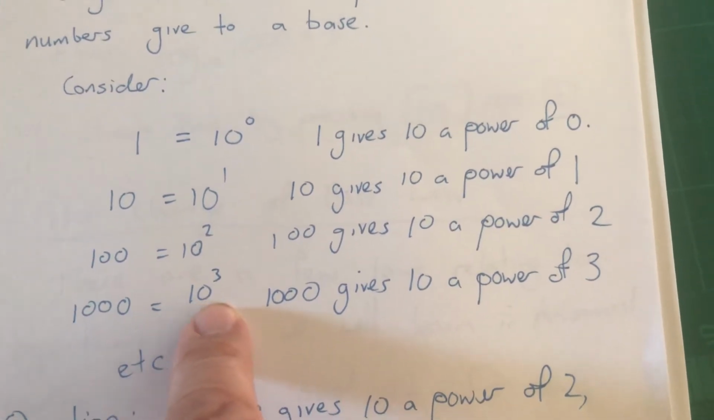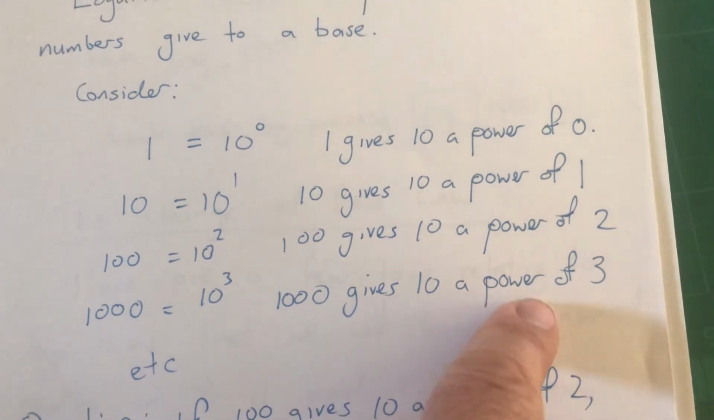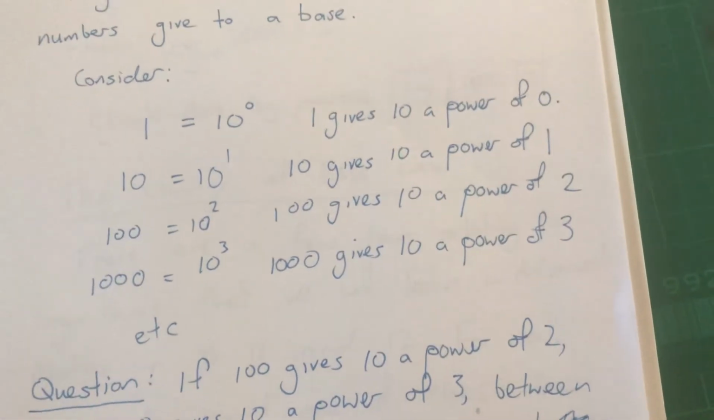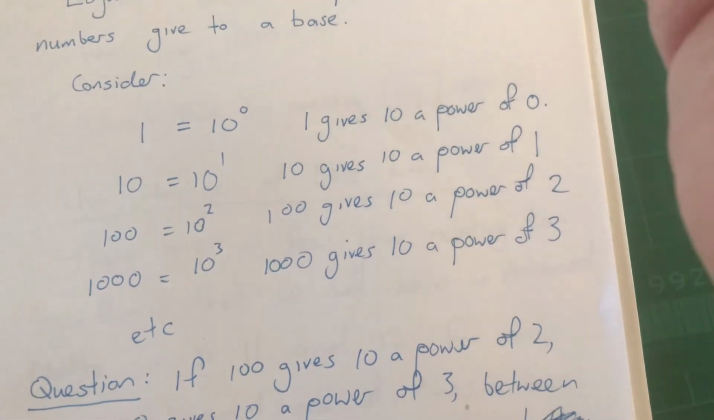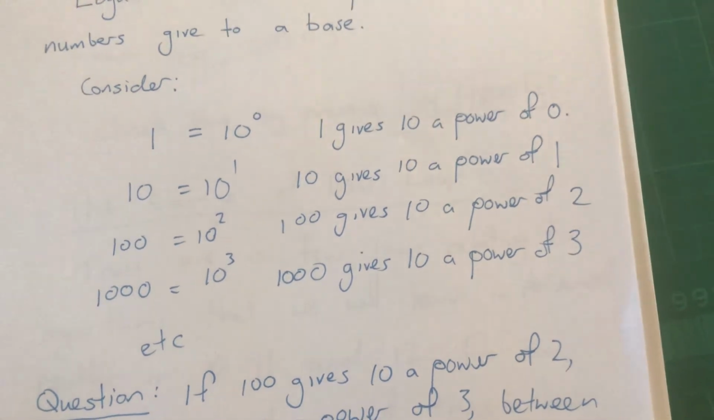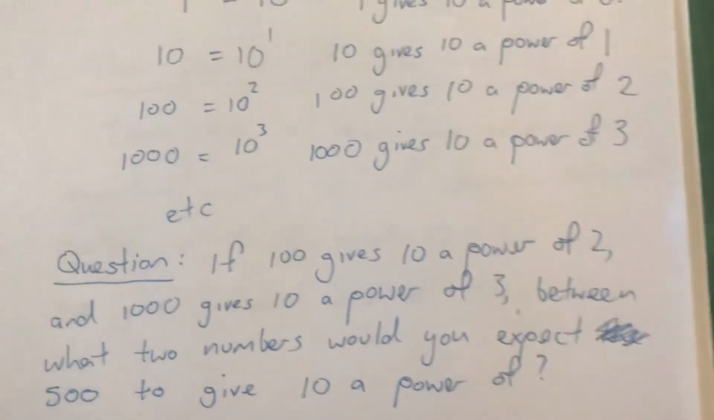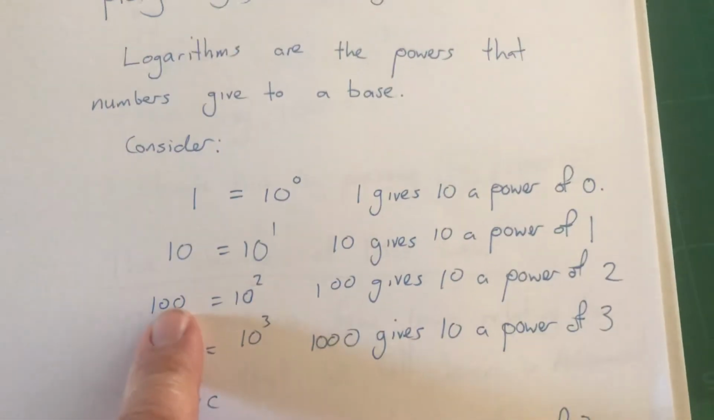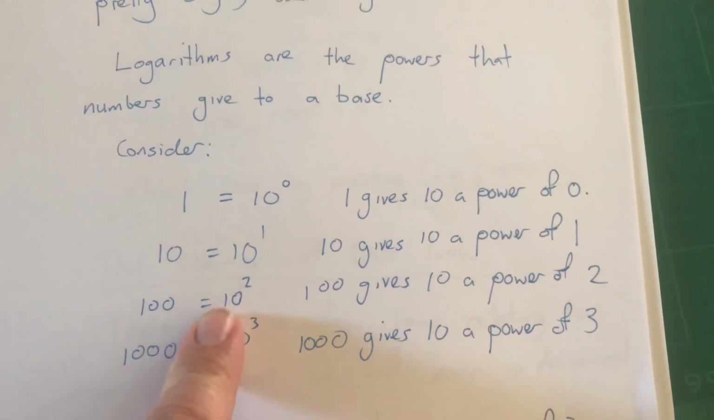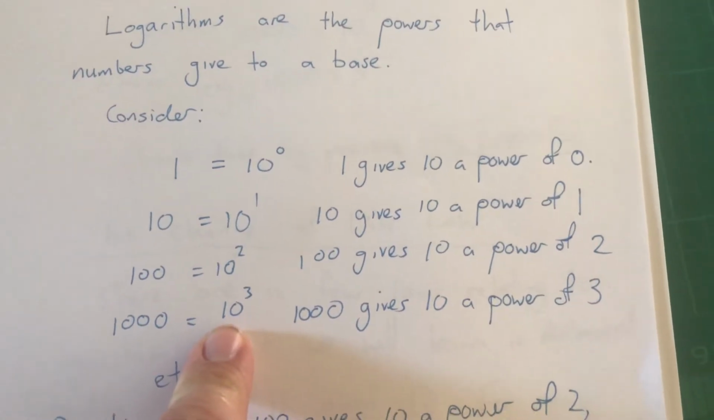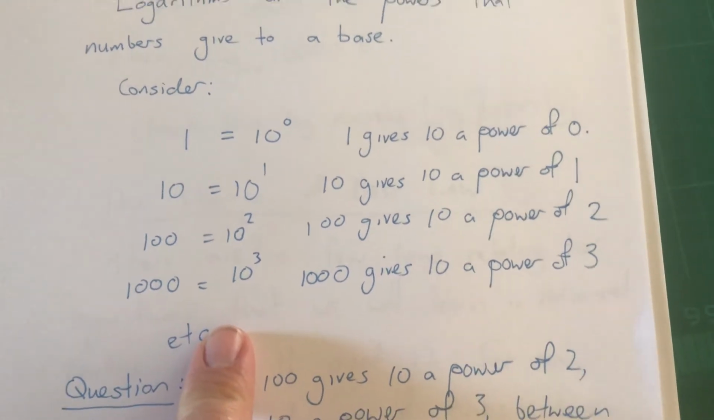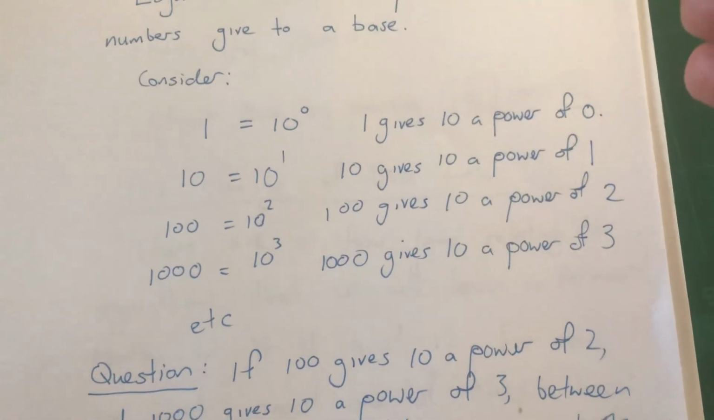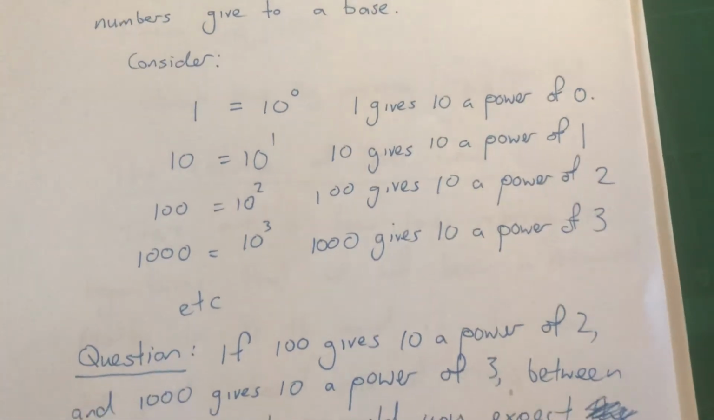1,000 is 10 to the power of 3, so we say that 1,000 gives 10 a power of 3. And so on and so forth. So 10,000 would give 10 a power of 4, 100,000 gives 10 a power of 5, 1,000,000 gives 10 a power of 6, and so on. Here's something I want you to think about. If 100 gives 10 a power of 2, and 1,000 gives 10 a power of 3, what would 500 give 10 a power of? Or at least roughly between what two numbers?